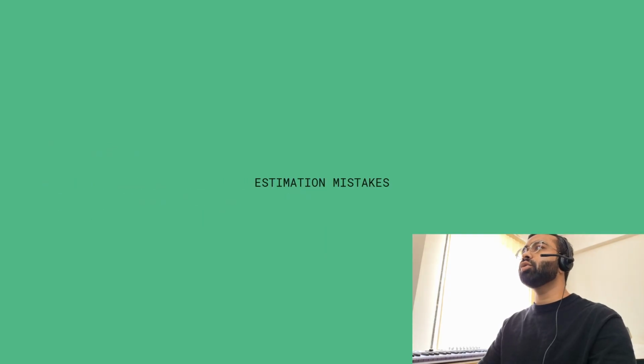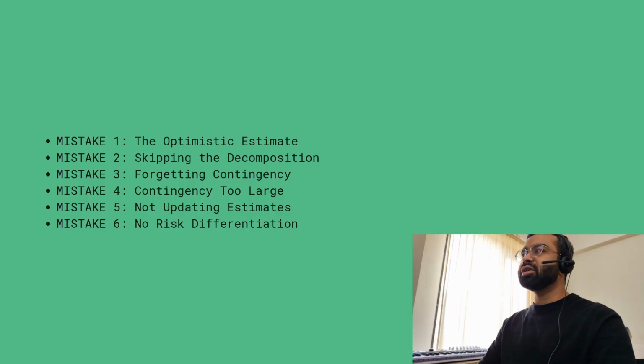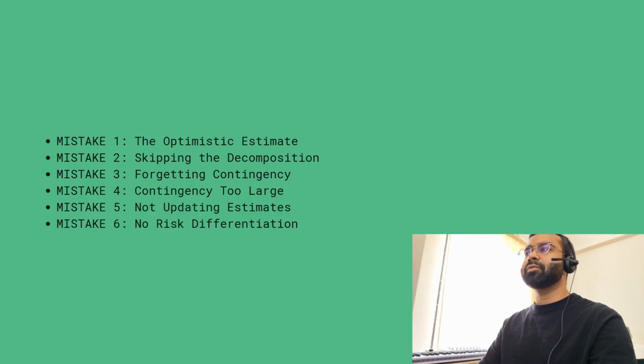Let me show you the estimation mistakes I see constantly. Mistake number one is optimistic estimate. You estimate we can do this in 8 weeks. Reality, you hit 2 bugs, client delays decisions, data quality is worse than expected. Actually, it takes 14 weeks. Result, you are 6 weeks late, client is angry, your reputation is damaged.